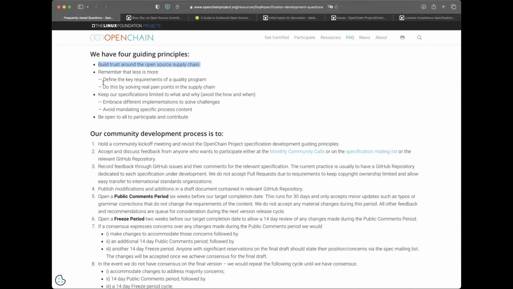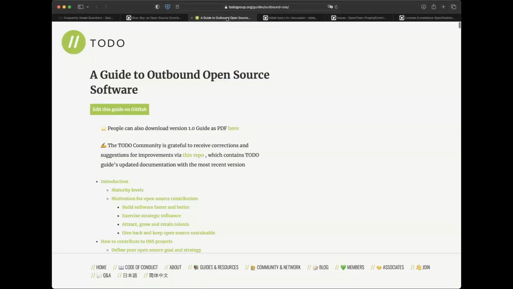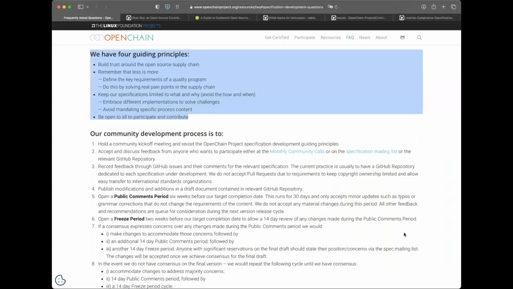And then everything we do is only solving real problems, and it's only about key requirements, and it's only about what. So we do not want to go into details. We don't want to get distracted. We always stay here. And anything else belongs elsewhere. It belongs, for instance, in TODO group to work out more details on the how. I hope that makes sense.